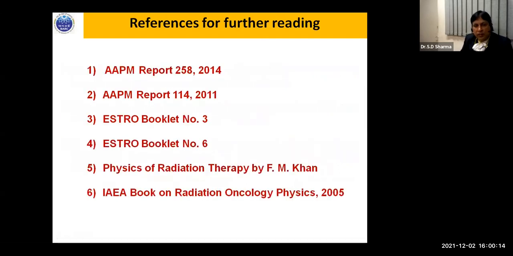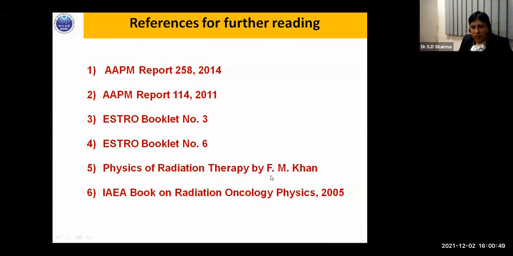For further reading, you can refer to these available literatures. AAPM report 258, which talks about monitor unit calculations for photon and electron beams. AAPM report of 2011, which talks about the monitor unit calculation for treatment verification. ESTRO booklet number 3, which provides the formalism for D10 based formalism, and ESTRO booklet number 6, which provides practical examples or data for implementation of the formalism prescribed in booklet number 3.